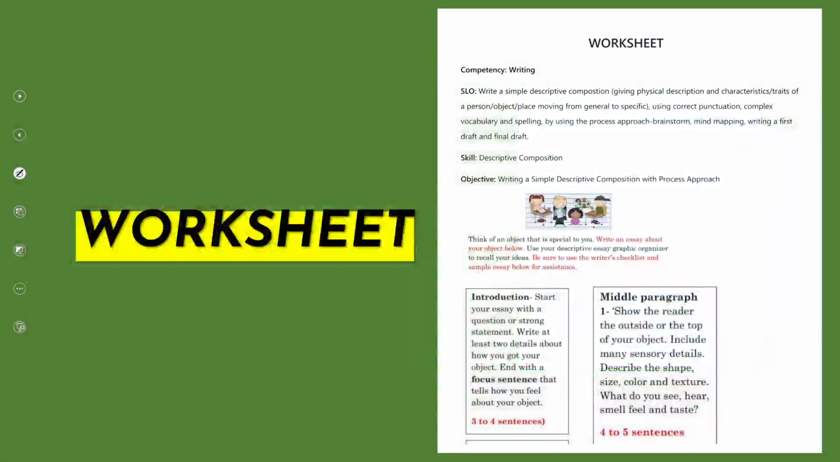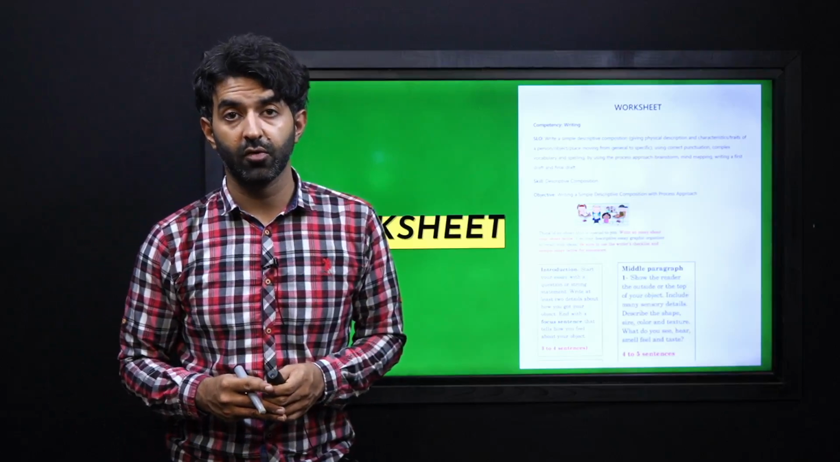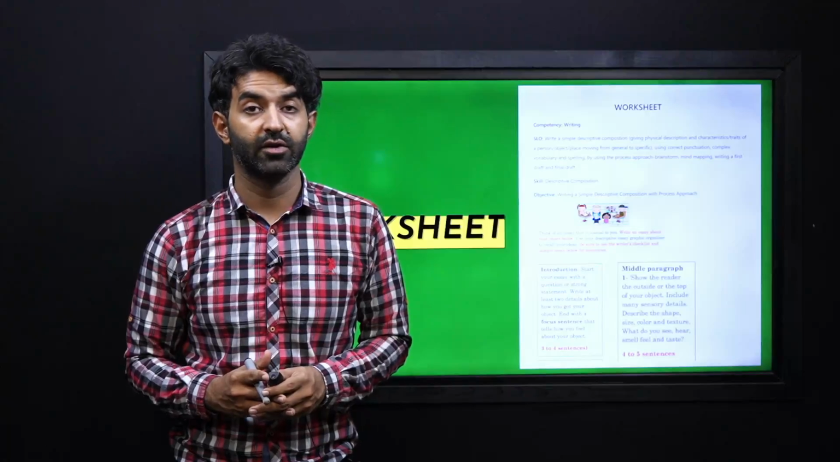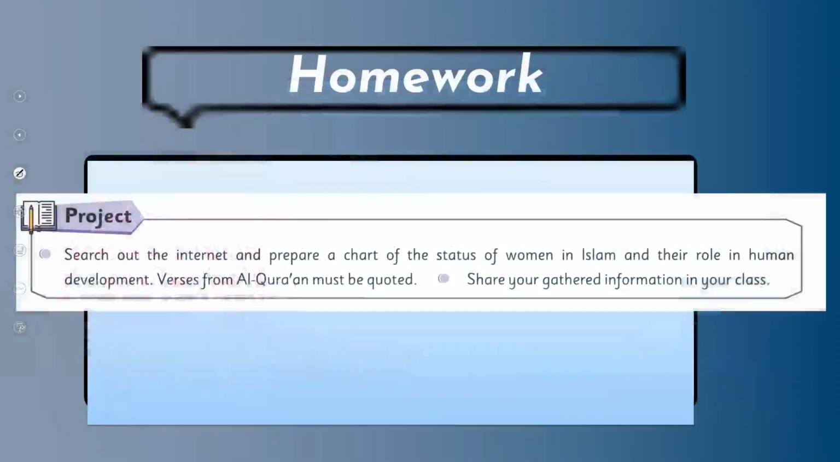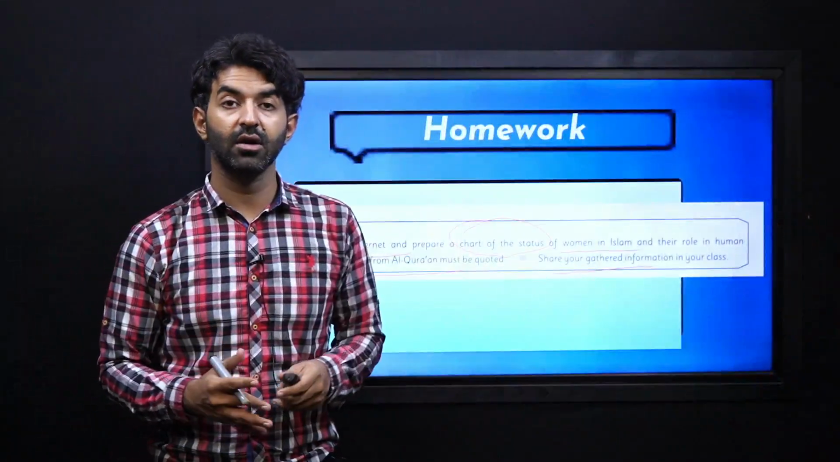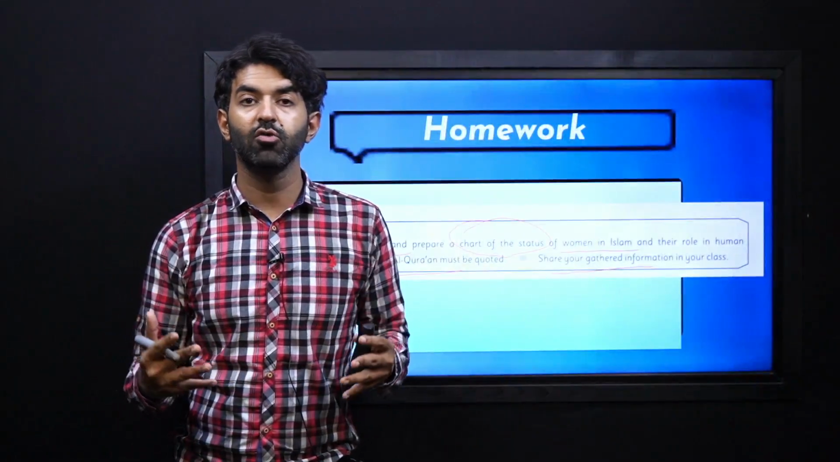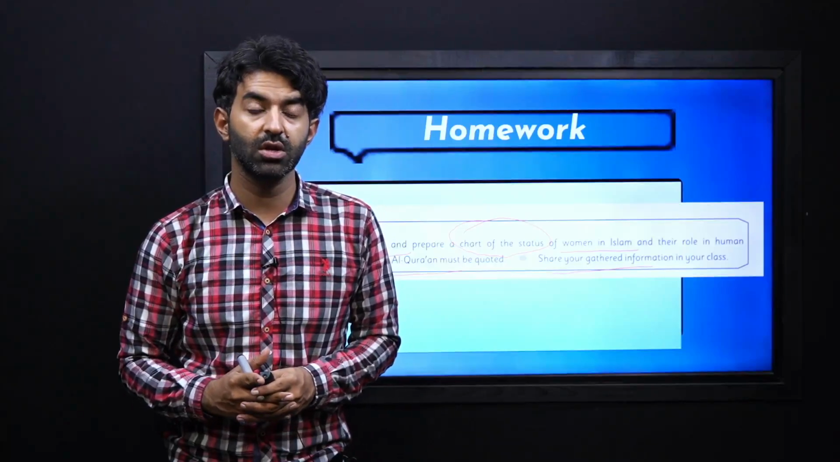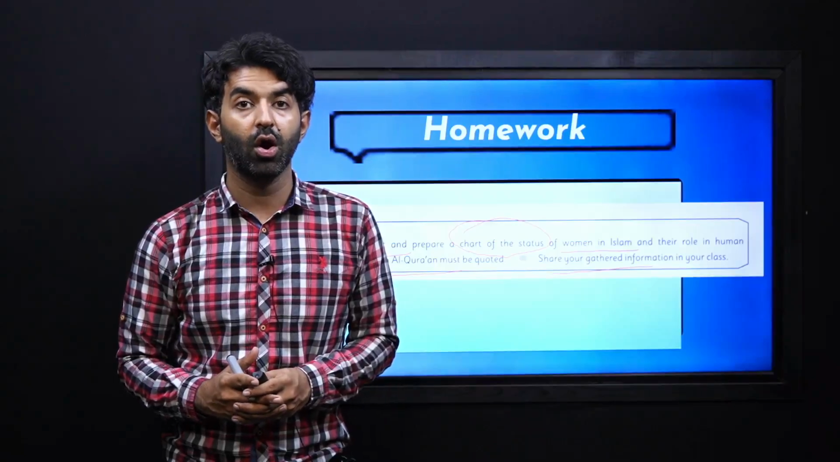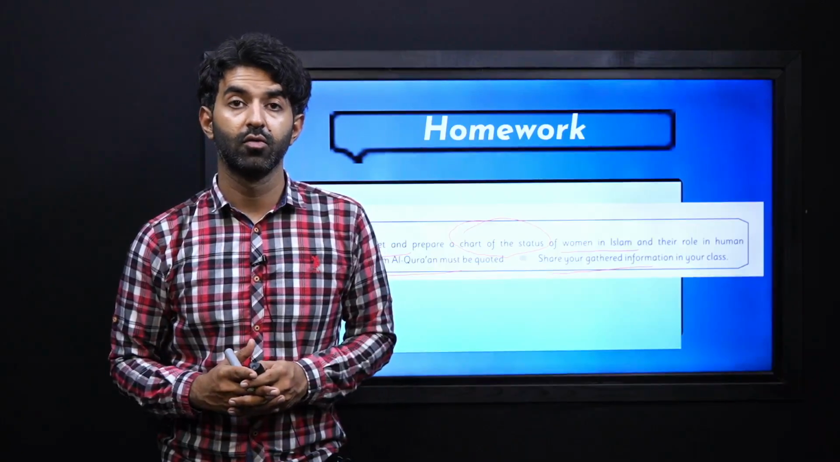Here is your worksheet. The worksheet includes descriptive composition and also objective summary writing. Here is your homework where you have to make this project. You have to search the internet and prepare a chart of the status of women in Islam and their roles in human development. You can take verses from the Holy Quran and share your gathered information in your class. And after doing research and collecting data, you can write a very good descriptive composition, or you can just simply write a paragraph or an objective summary of that research.